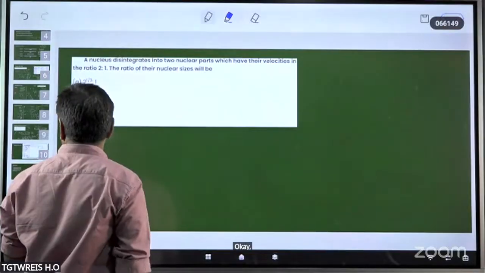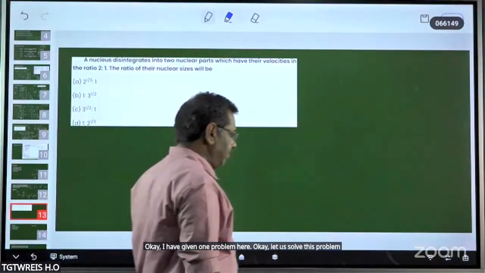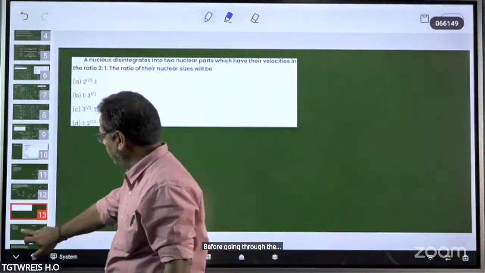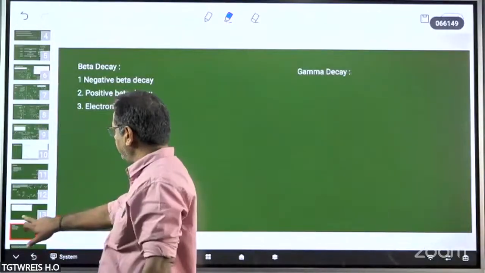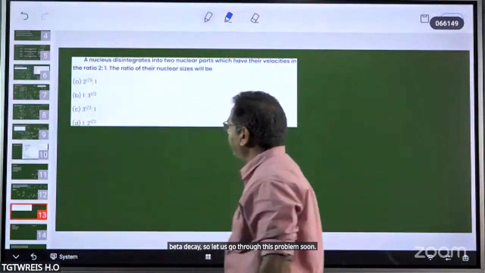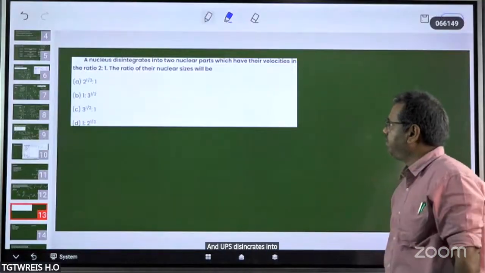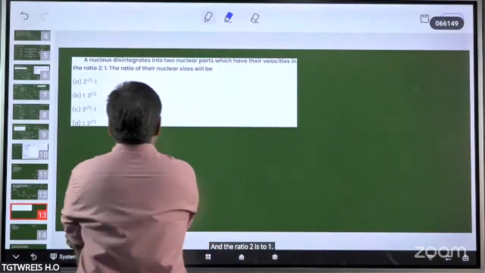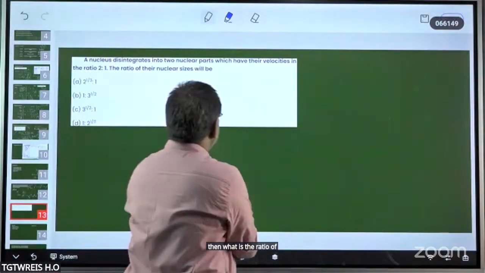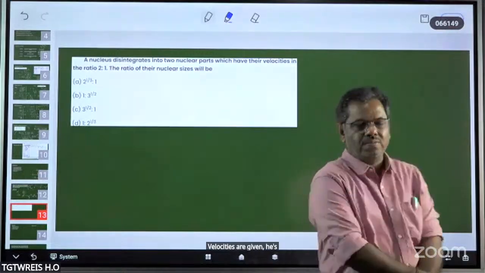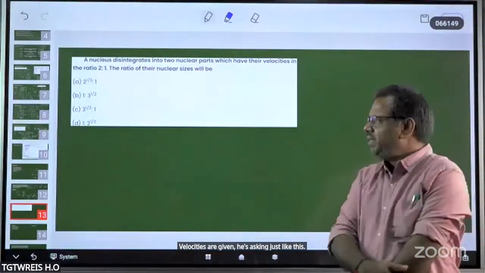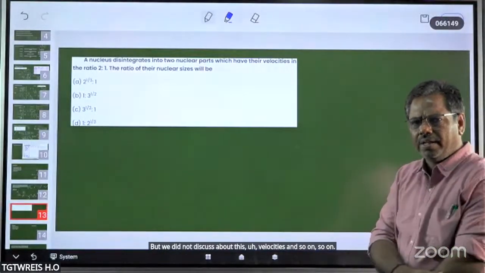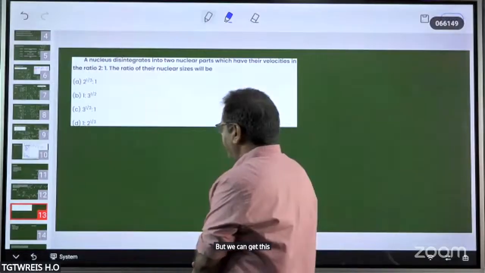Okay, I have given one problem here. Let us solve this problem first, before going through the beta decay. A nucleus disintegrates into two nuclear parts which have their velocities in the ratio 2:1. Then what is the ratio of their nuclear sizes? Velocities are given, he is asking the sizes. But we did not discuss these velocities and so on, but we can get this problem very easily.